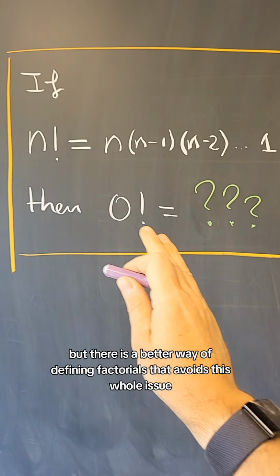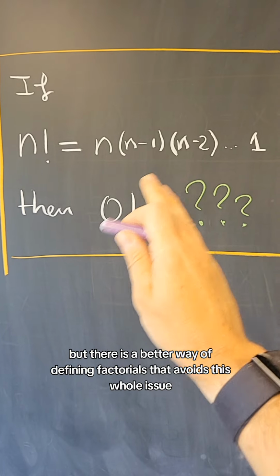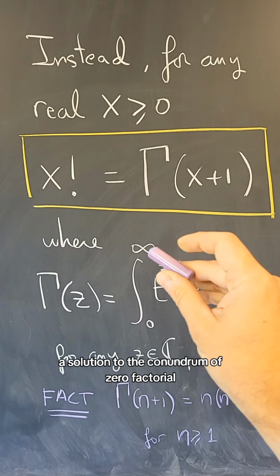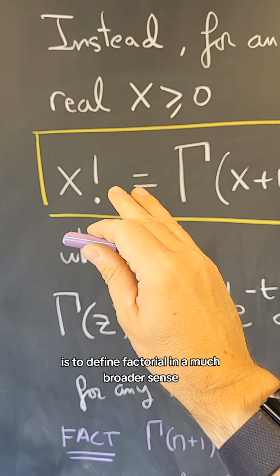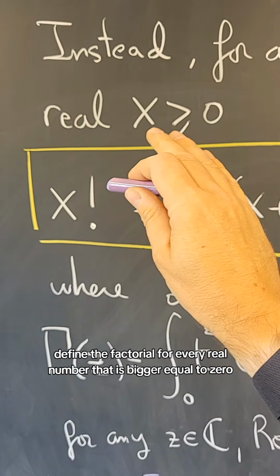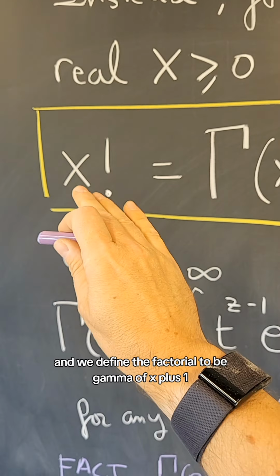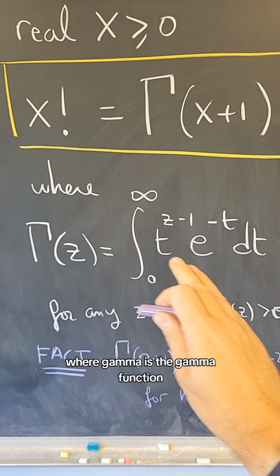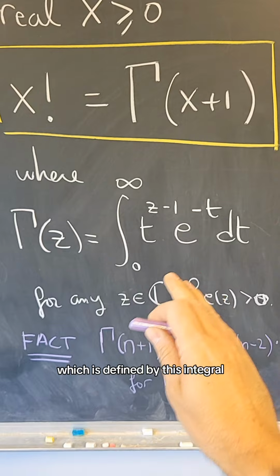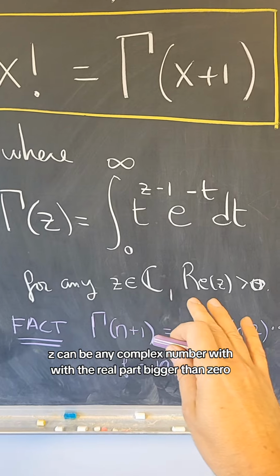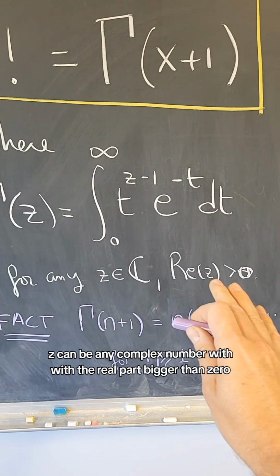But there is a better way of defining factorials that avoids this whole issue. A solution to the conundrum of 0 factorial is to define factorial in a much broader sense. We in fact define the factorial for every real number that is bigger or equal to 0, and we define the factorial to be gamma of x plus 1, where gamma is the gamma function, which is defined by this integral, and z can be any complex number with the real part bigger than 0.